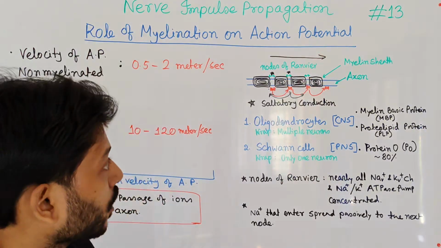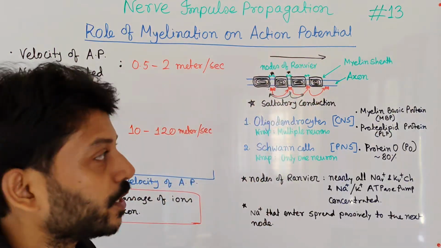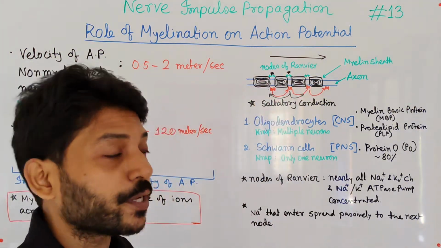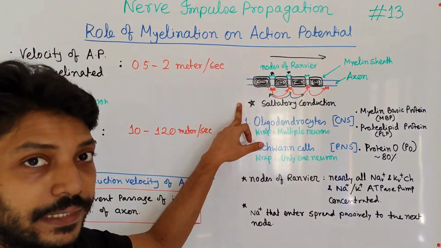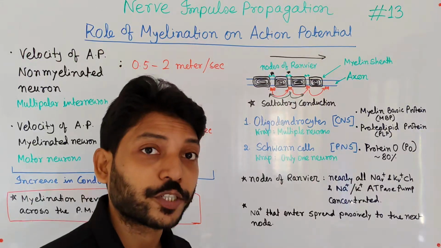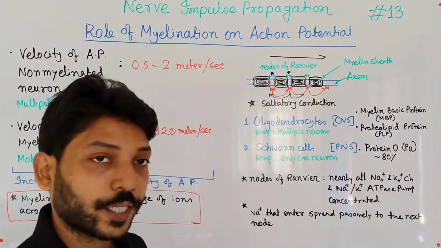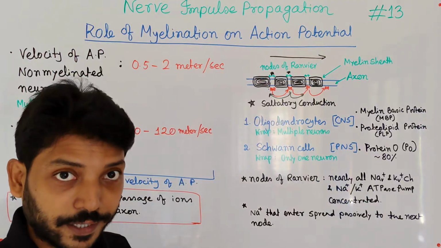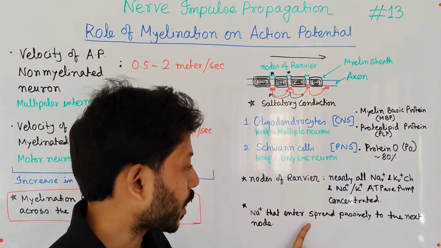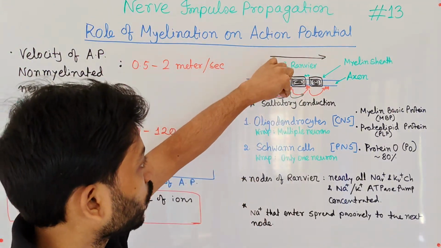Now if an action potential is generated at any of the nodes of Ranvier, it jumps from one node to another node, and this type of movement is called saltatory conduction. What happens when depolarization occurs is that voltage-gated sodium channels open, and through them sodium ions enter inside the axon. So sodium that enters through a node of Ranvier spreads passively to the next node.